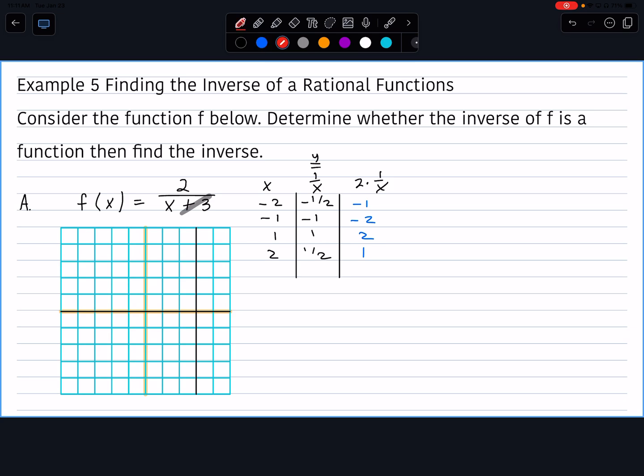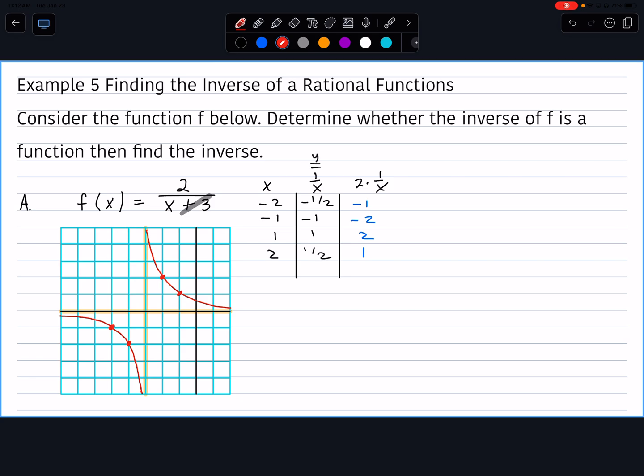Let's go and graph what we got. So I've got the point -2, -1. Again, I'm treating this like my origin. So -2, -1 is right here. -1, -2 is here. So hug the horizontal asymptote, hug the vertical asymptote. Then for the other branch, we've got the point 1, 2 and the point 2, 1. Okay, so there's our graph.